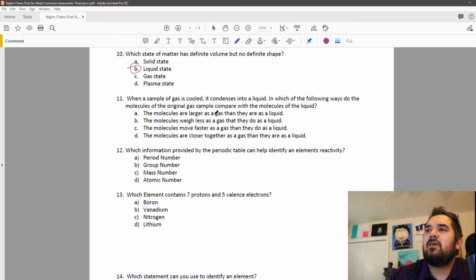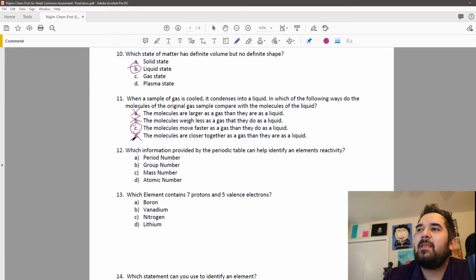The molecules are larger as a gas than they are as a liquid. That makes no sense. Molecules aren't going to get smaller or larger. The molecules weigh less. That's also untrue. The molecules move faster as a gas than they do as a liquid. That one's perfectly true. Nothing false in that statement. But let's go ahead and read D. The molecules are closer together as a gas. That's a false statement. So C is the correct answer for 11.